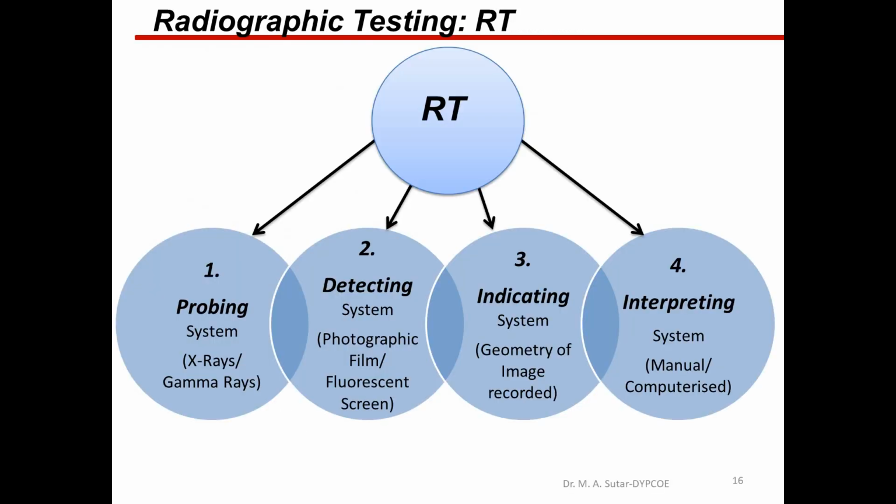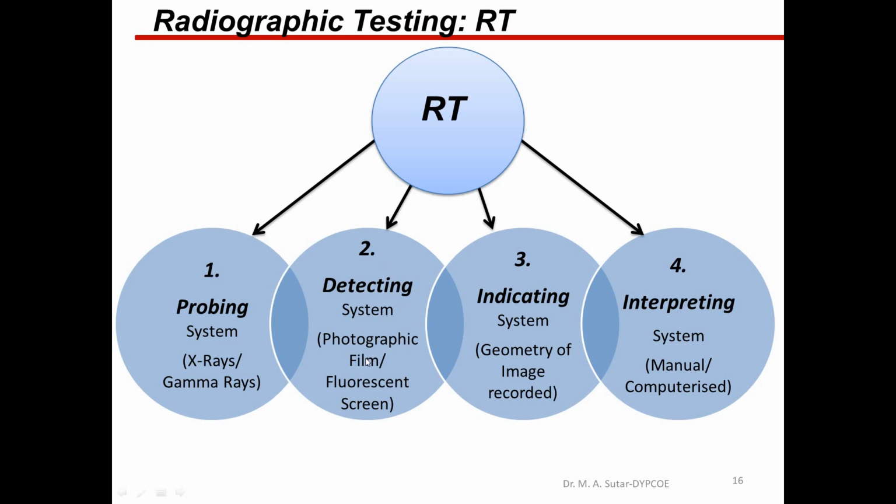The next method is radiographic testing. It is also volumetric testing because it is also used to determine internal faults in the material. Whenever we talk about probing, detecting, indicating and interpretation, now we'll try to correlate. Probing is related to either X-rays or gamma rays. These are high frequency light radiations. They have high penetrating power, so they can penetrate the material and bring along the internal information of the material.